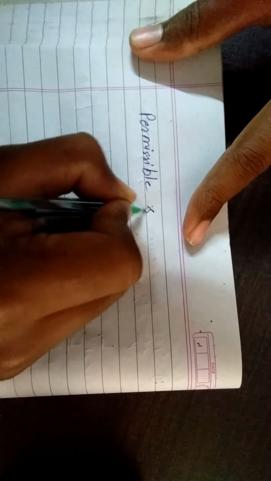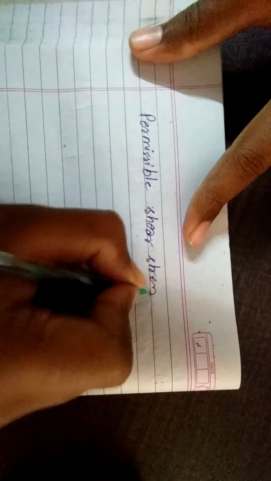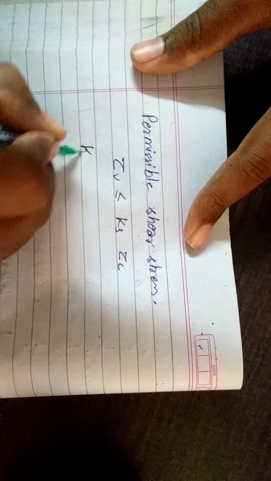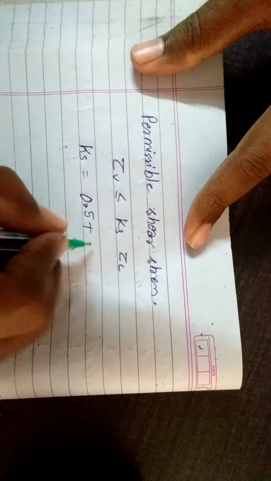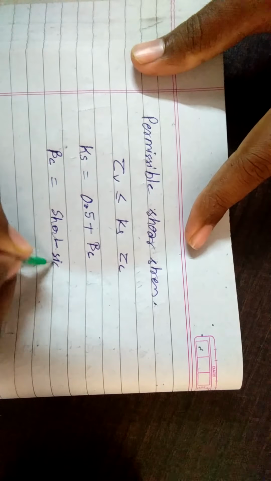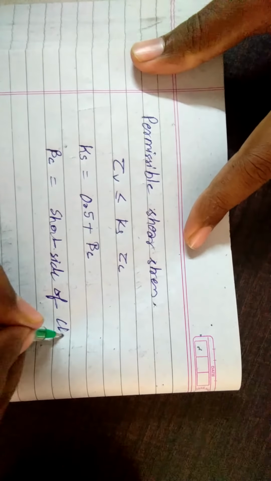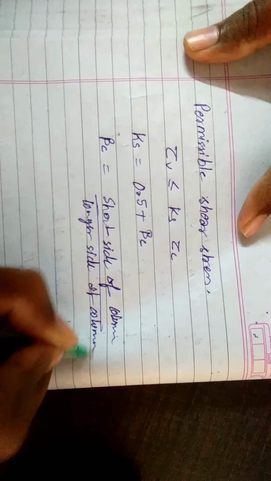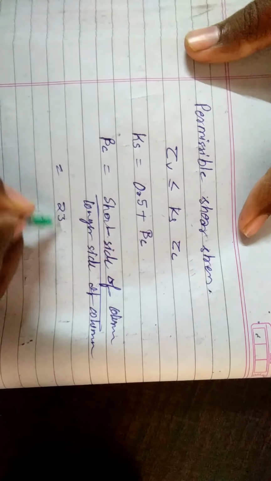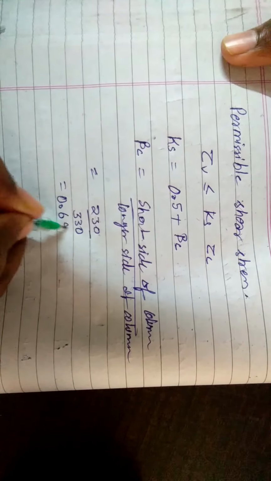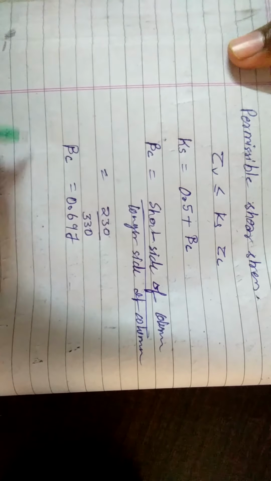Permissible shear stress, that is tau V is less than or equal to Ks into tau C. Now Ks is equal to 0.5 plus beta C. Beta C is the ratio of the short side of the column divided by the longer side of the column. That is 230 divided by 330. Now we get the value of 0.697, that is beta C.